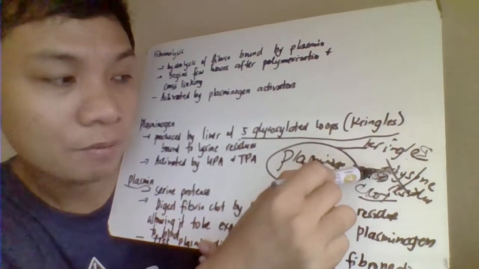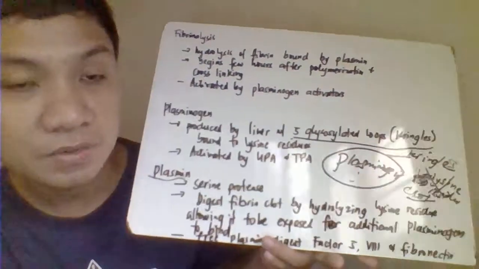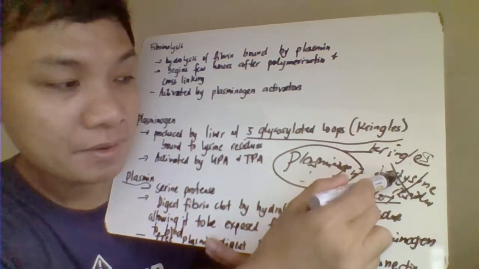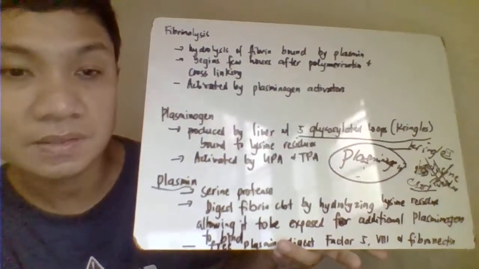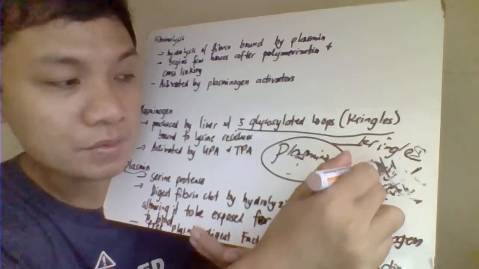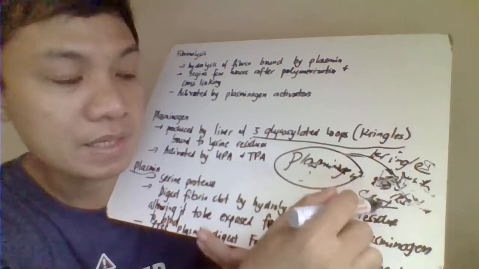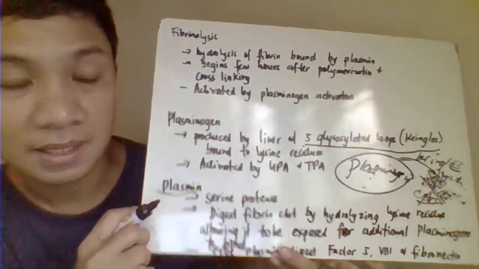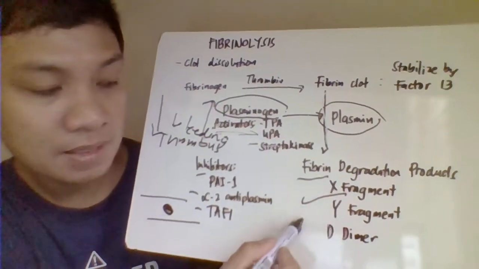Pag tinanggal niya ito, mag-expose ulit ng lysine residue. So magbabind ulit sa plasminogen. And further, ang plasmin natin, tinatanggal niya si lysine, it tries to hydrolyze your lysine residue. So pag natanggal si lysine residue, mag-expose ulit siya ng lysine residue. Okay, then magbabind ulit sa plasminogen until all your clot has been degraded. At ito magiging product mo: X fragment, Y fragment, D dimer.